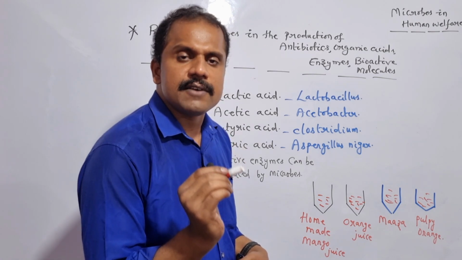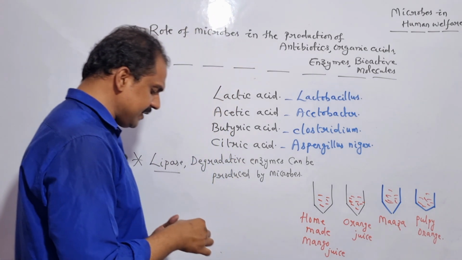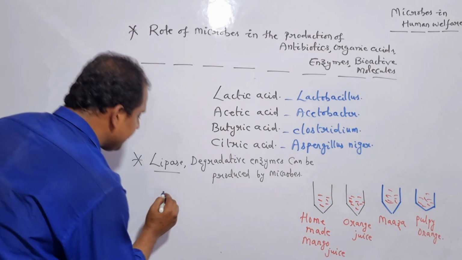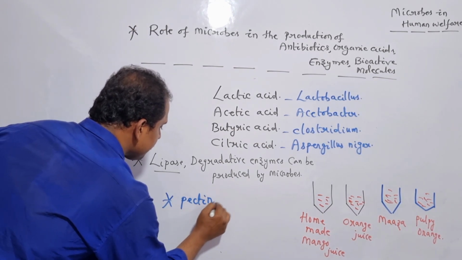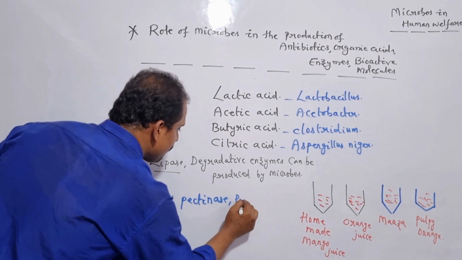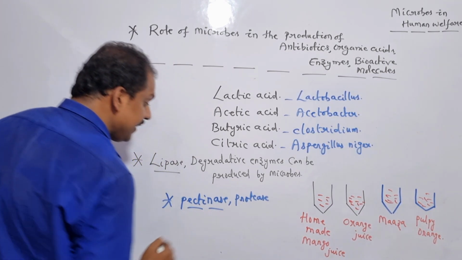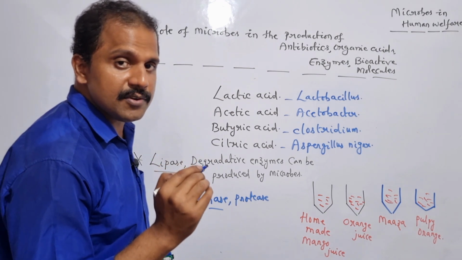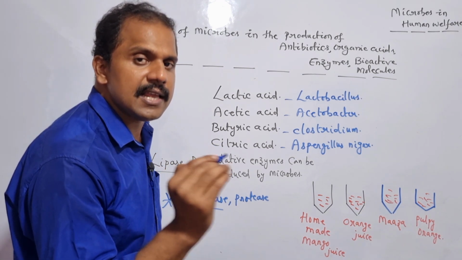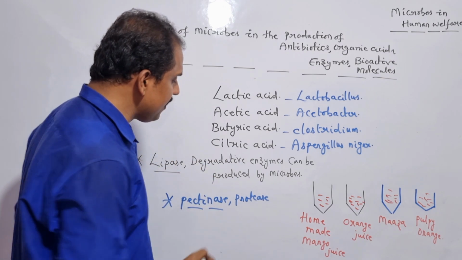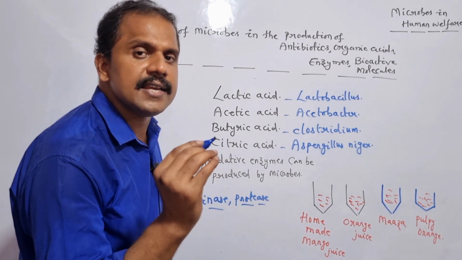specific degradative enzymes. So here some of the degradative enzymes like pectinases and proteases. Pectinase is the specific enzyme which is responsible for degrading the pectin which is present in the cell wall of plants. In the same way, proteases are the enzymes which are responsible for degrading proteins.